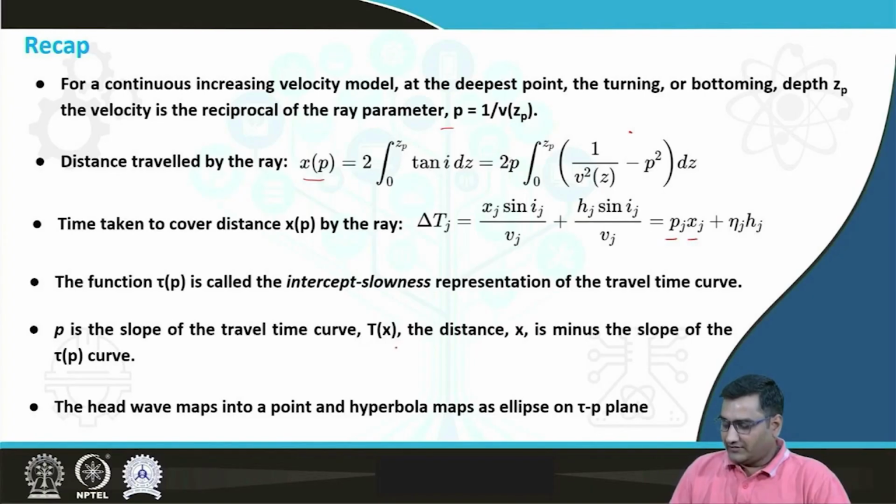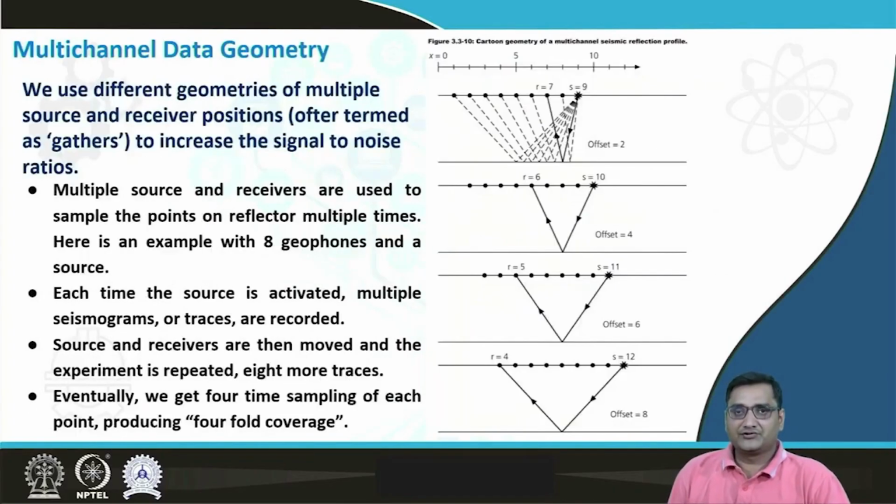And if we take the derivative of the intercept time, which is a function of ray parameter, with respect to the ray parameter, then it will be equal to the minus of the offset distance. The head wave maps into a point and the hyperbola maps as an ellipse on the tau p plane. That is what we learnt in the previous lecture. Now let's start with the lecture today.